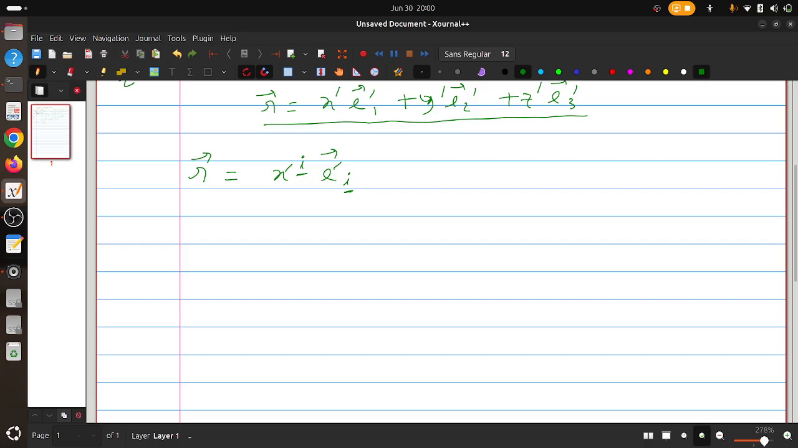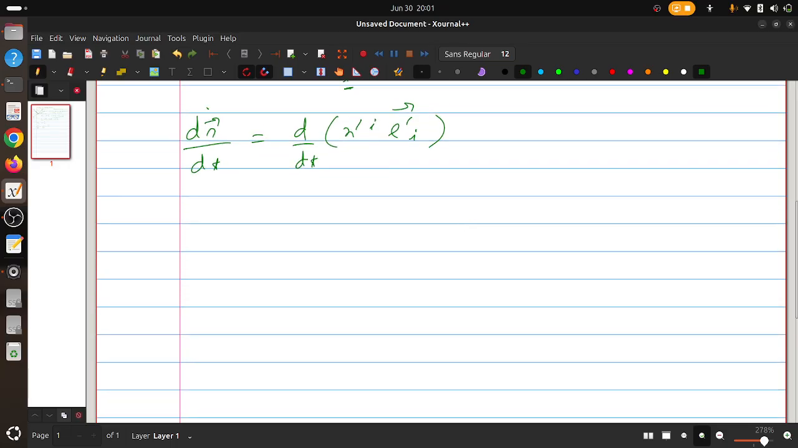So let's talk about the velocity of the particle, right? This is the position vector in the prime frame. So let us differentiate this equation, dr by dt, d by dt of x prime i e prime i vector. So basically dr by dt in the unprimed frame, if we expand this r in the unprimed frame, this is the u vector, in the non-rotating frame, so let's write u_r for the unrotating frame, and then there is a d by dt here.